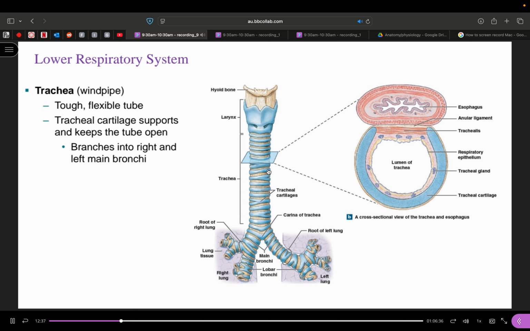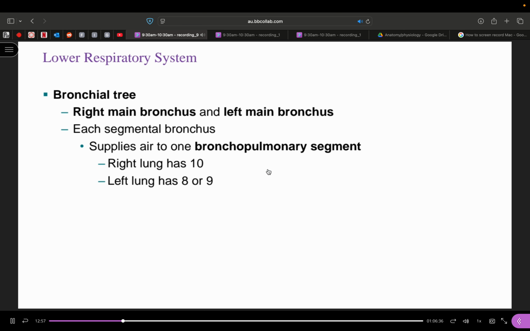Okay, as I mentioned, this is really everything you need to know about the trachea. I'd like you to know that the larynx moves down into the trachea, and the trachea is supported by these rings of cartilage as well, and that it branches out into the right and left main bronchi. That's really about the extent of what I expect you to know with that.